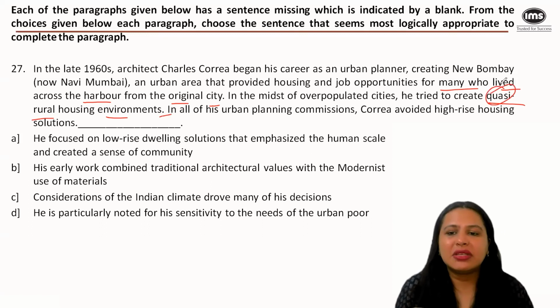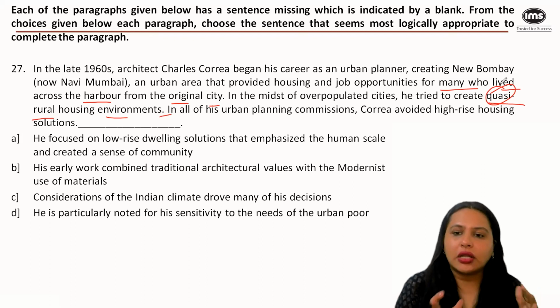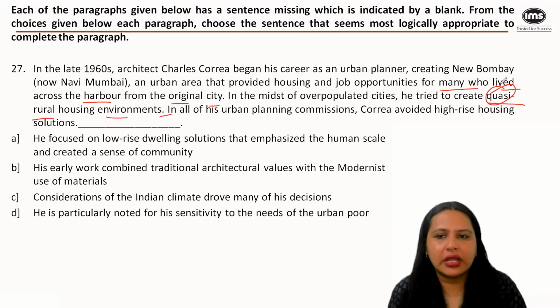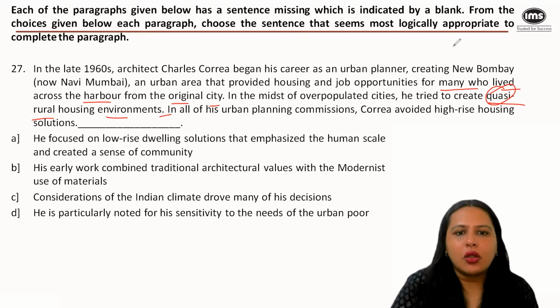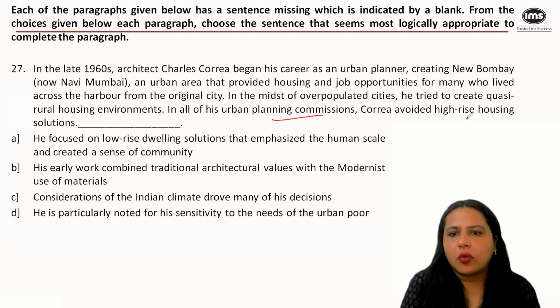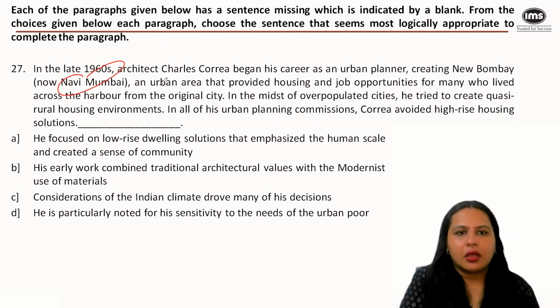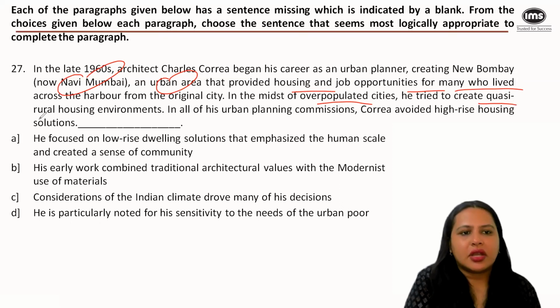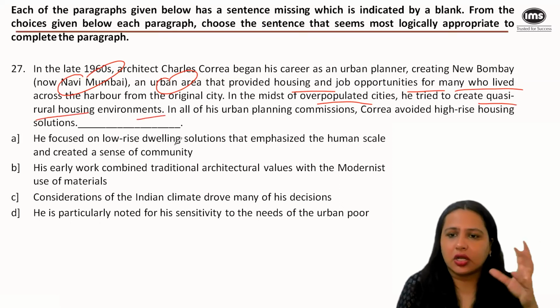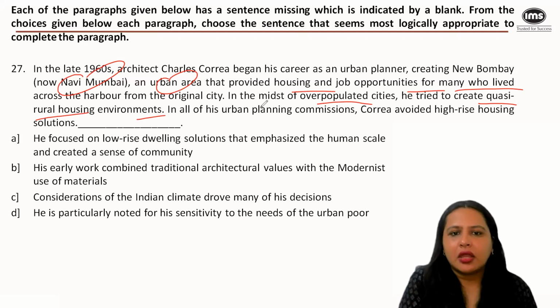Quasi means half, not completely. So not completely a city, not completely a rural area, somewhere in the middle. In all of his urban planning commissions, Correa avoided high-rise housing solutions. So Navi Mumbai is being developed, an urban area which provides housing and job opportunities to many, and in the midst of overpopulated cities, he tries to create a quasi-rural housing environment that is not completely rural, not completely urban. In all his urban planning commissions, Correa avoided high-rise housing solutions.